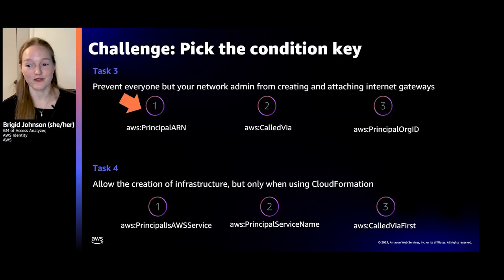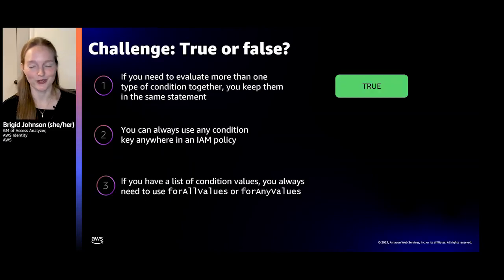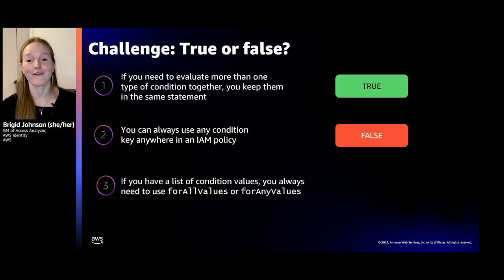Allow the creation of infrastructure, but only when using CloudFormation. All right, you're going to use called via first. And this is essentially the first service that you're calling via through, and it will be CloudFormation. All right, true or false. If you need to evaluate more than one type of condition together, you need to keep them in the same statement. True. And next one, you can always use any condition key anywhere in an IAM policy. False, but you can use it in the values or in the ARN, the last part of the ARN.